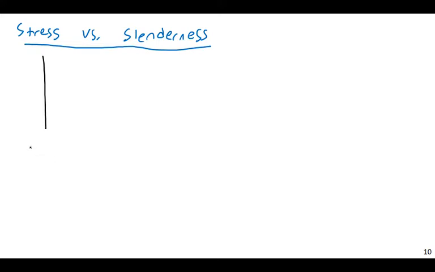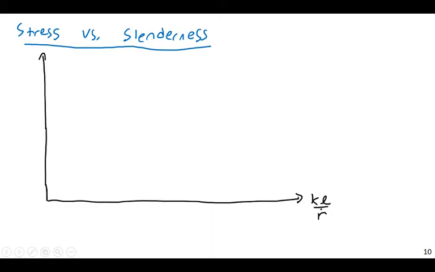Let's consider this. On this axis, I'm going to plot KL over r, the slenderness. You may remember that term from mechanics of materials or from structural analysis. KL over r is often referred to as slenderness, and we'll talk about K in a bit. That is the effective length factor, basically the support condition. Then on this axis I'm going to put the critical stress, Fcr, basically the critical stress for a column of that particular slenderness. You can see Fcr referenced in equation E3-1. Basically this is the critical stress that will cause a column to fail, depending on what its slenderness is.